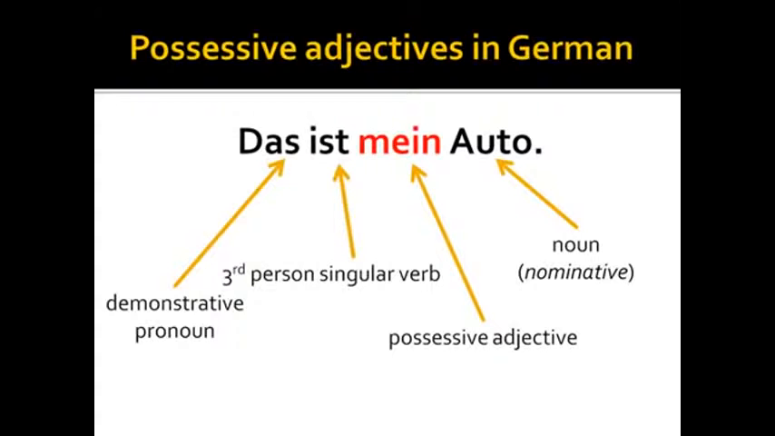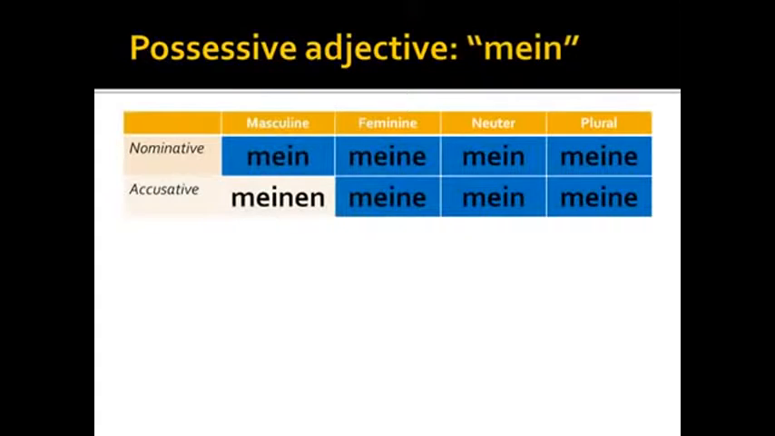Das ist mein Auto. That is my car. Again, we have the same thing: a demonstrative pronoun, a verb, a noun in the nominative, and a possessive adjective. One thing that you'll notice as you study possessive adjectives is that the endings that they take are very similar to the endings that an indefinite article will take. In fact, it forms the same pattern.